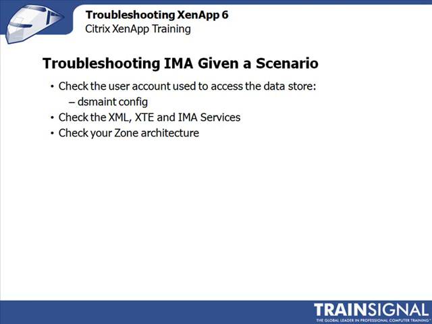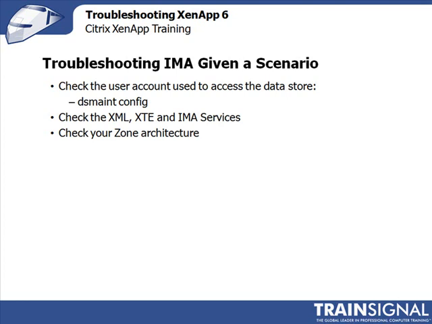The other thing to check is, is the XML service running and is the XTE service running? Now, as you know, the XTE service will only run if session reliability is turned on within the farm. So if that's turned on, then the XTE service should be running on your XenApp server. If it's not, that could possibly be affecting the IMA service. The other reason for the IMA service not starting could be the zone architecture. Maybe that's not ideal. Maybe there's way too much communication between the different servers, which is causing the IMA service to not function properly.